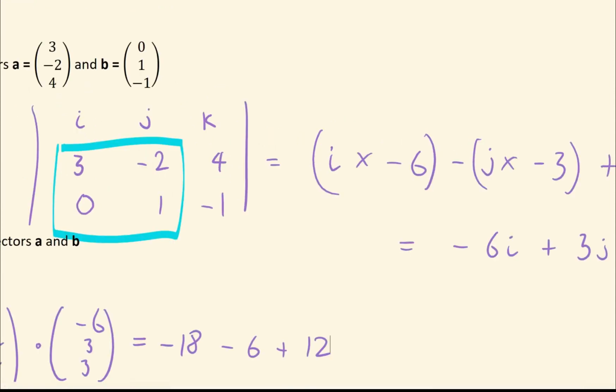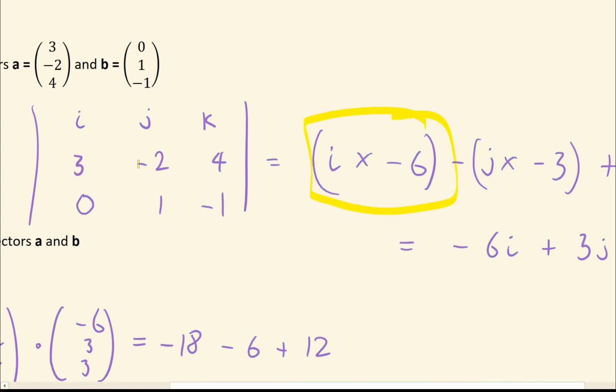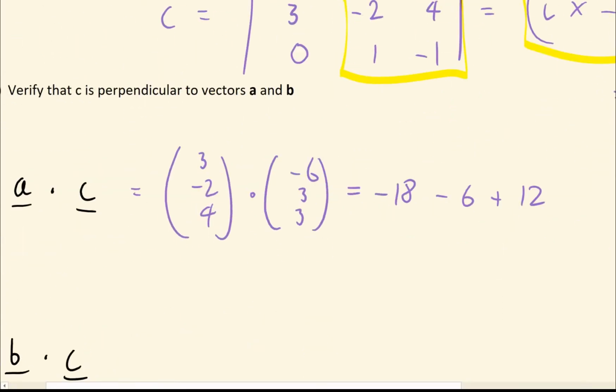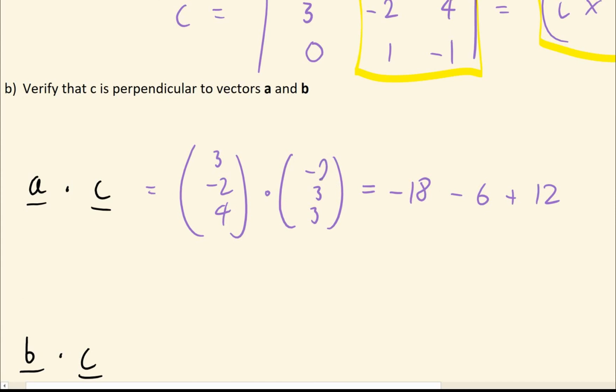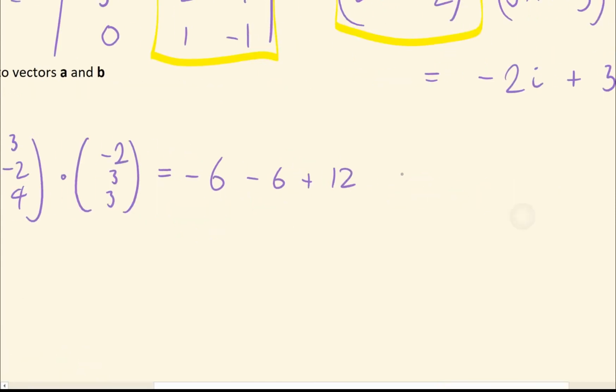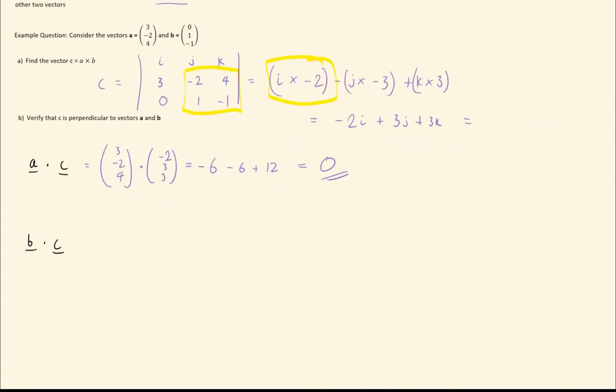Okay, sorry, if you saw my mistake earlier, I worked out this bit incorrectly. I did a determinant of this, which should have been 2 take away 4, so it should have been minus 2, not minus 6. So this is minus 2y, which then changes this to a minus 2. That then gives me minus 6 plus 12 equals 0, which means A and C are perpendicular.